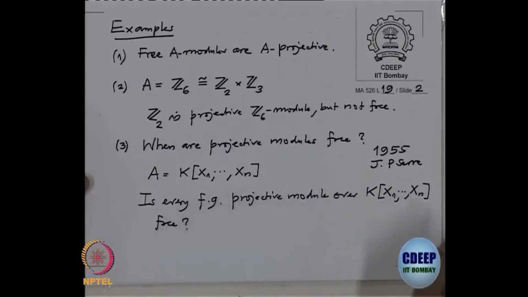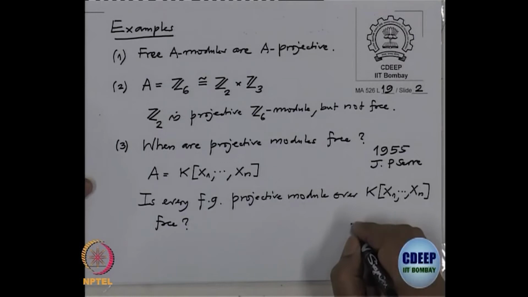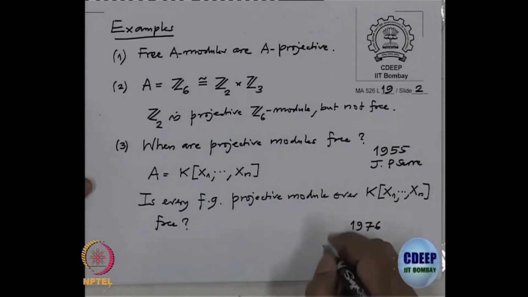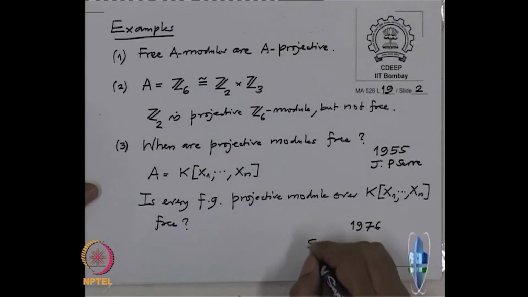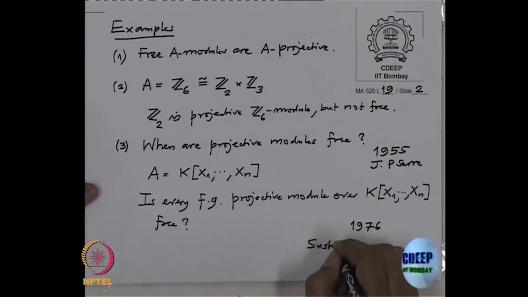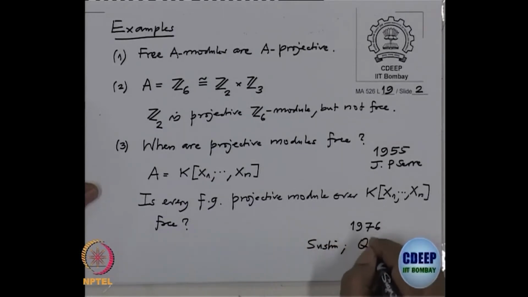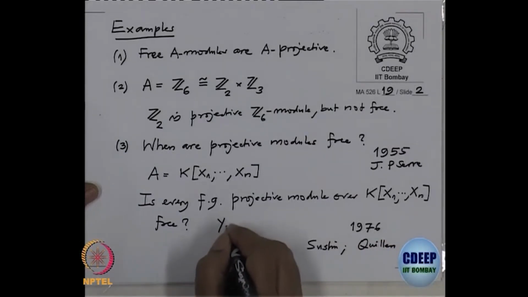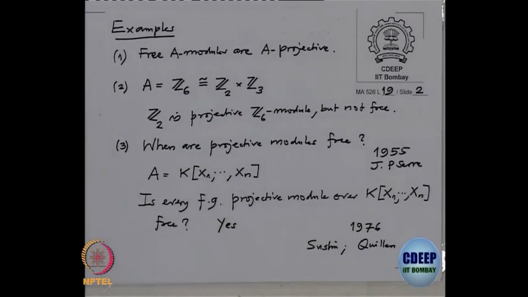And this question was there for a while, and ultimately the proof came only in 1976. Two independent proofs came, one by Suslin and the other by Quillen. This answer is yes. But why did he ask this question? That motivation I want to raise here, because it is interesting.